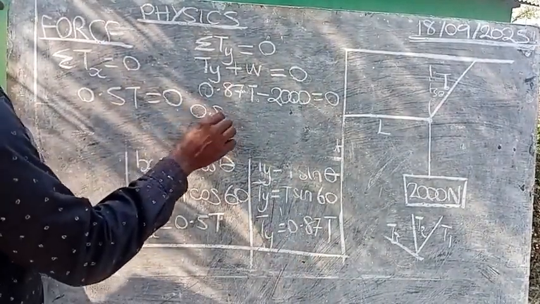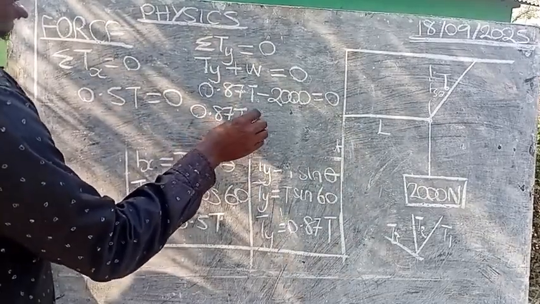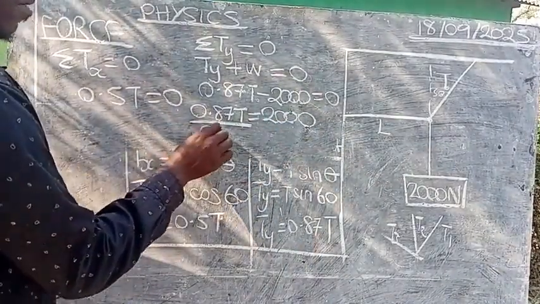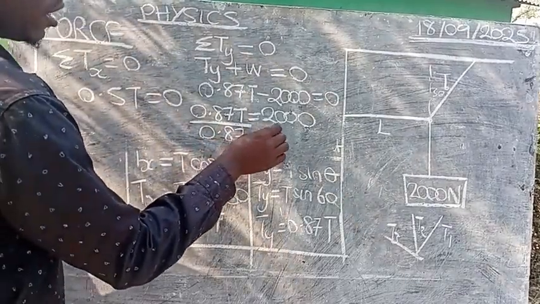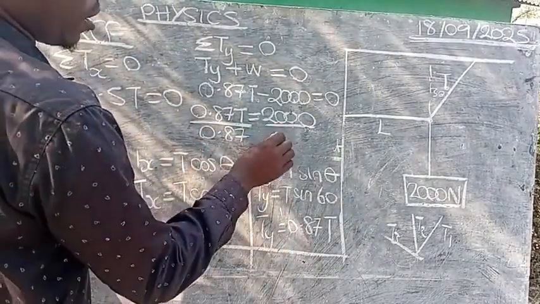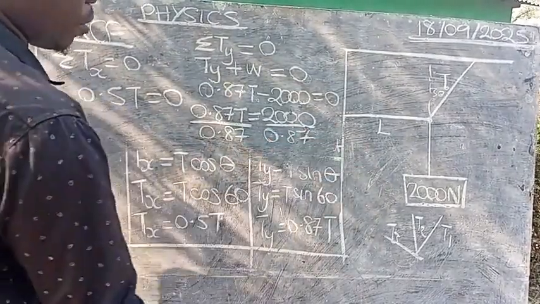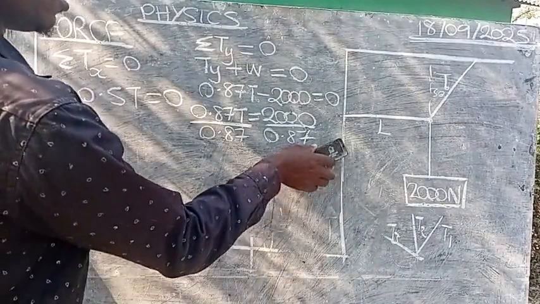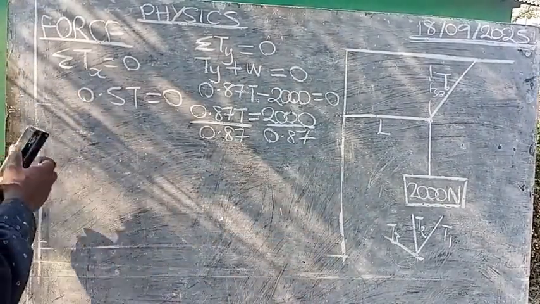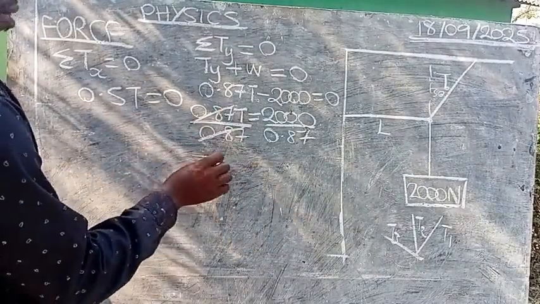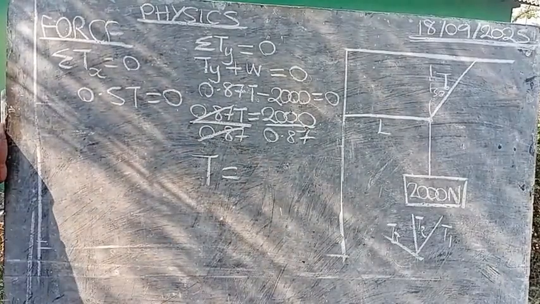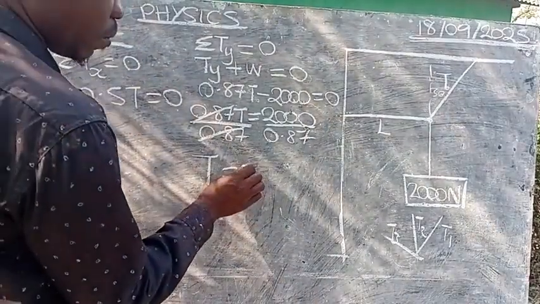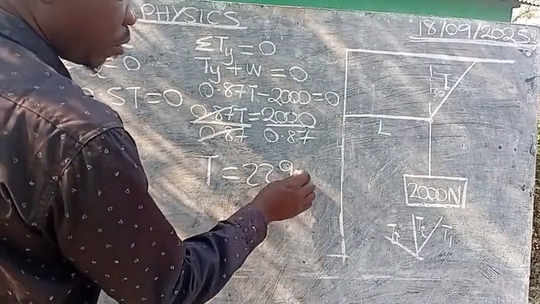So 0.87T will be equal to 2,000. Then we divide both sides by 0.87. When we divide, what are we getting? 2,298.85. Come again. 2,298.85.